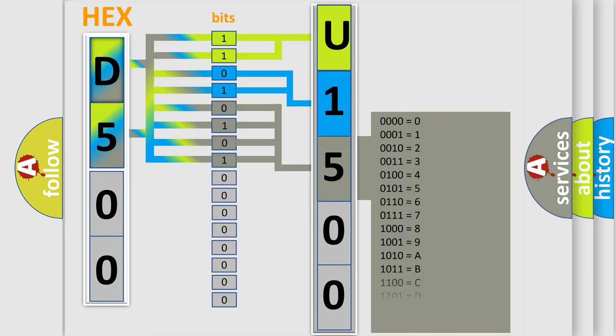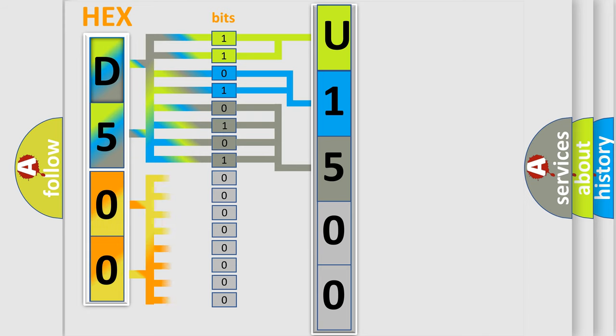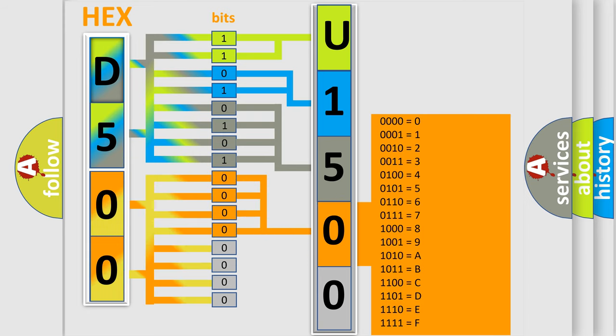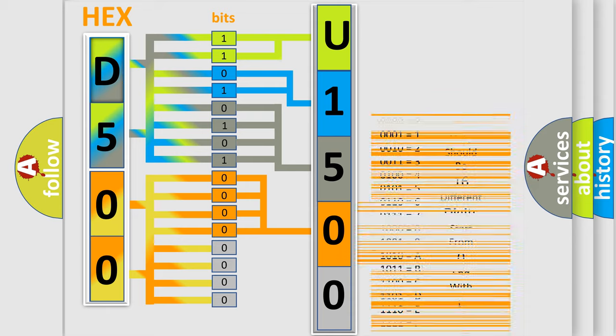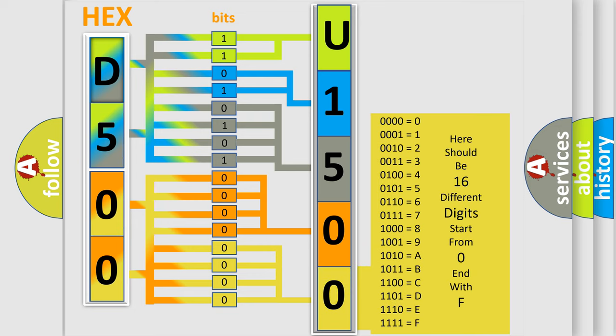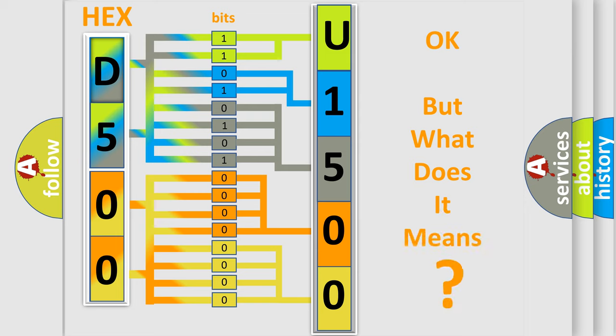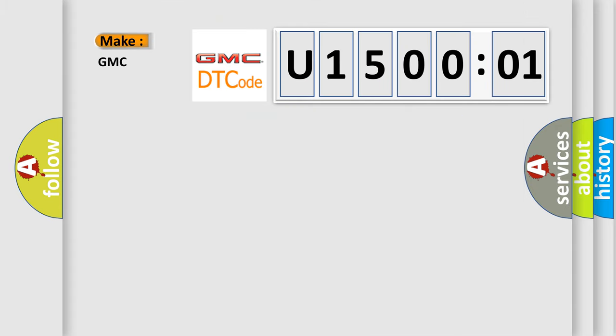The second byte is composed of a combination of 8 bits. The first 4 bits determine the fourth character of the code, and the combination of the last 4 bits defines the fifth character. A single byte conceals 256 possible combinations. We now know in what way the diagnostic tool translates the received information into a more comprehensible format. The number itself does not make sense to us if we cannot assign information to what it actually expresses. So, what does the diagnostic trouble code U1500-01 interpret specifically for GMC vehicles?